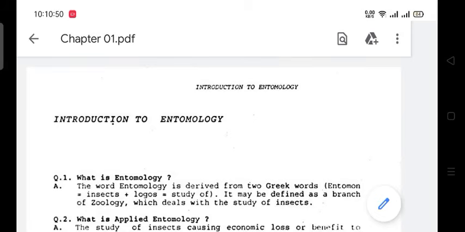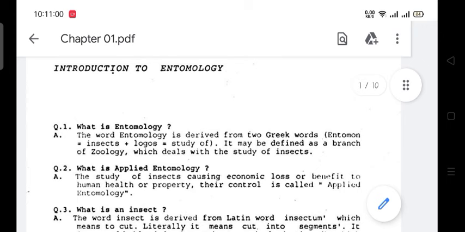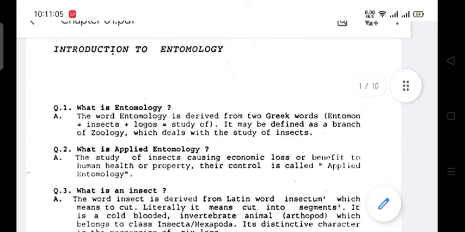Hello guys, today we are going to talk about introduction of entomology. Here we will discuss different main definitions regarding entomology. So let's get started. First is, what is entomology?